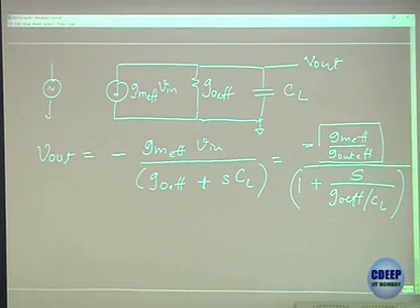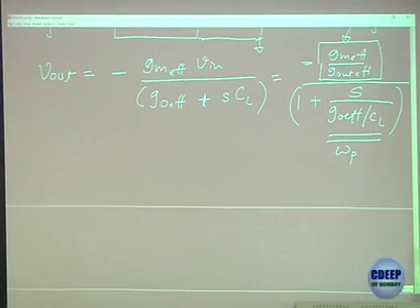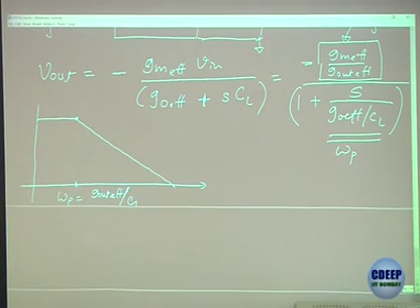So what is this term called? DC gain. Because at s equal to 0, this is what you got, right? And what is this called? It is omega p, pole frequency, right? I think you are familiar with that now. Okay, so let us draw the picture for this. This is the location for omega p, which is equal to G out effective divided by CL, and then we will have a roll off, which is 20 dB per decade.